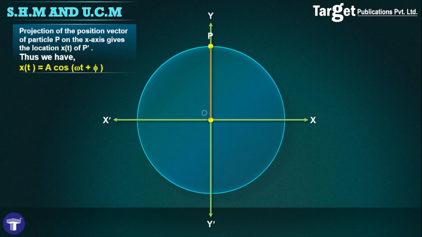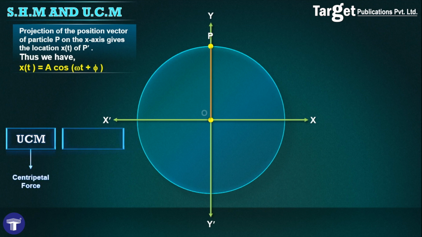Note that this is a very convenient way of understanding simple harmonic motion with respect to uniform circular motion. However, the forces in each of these motions are wildly different. Uniform circular motion requires a centripetal force, whereas simple harmonic motion requires a restoring force.